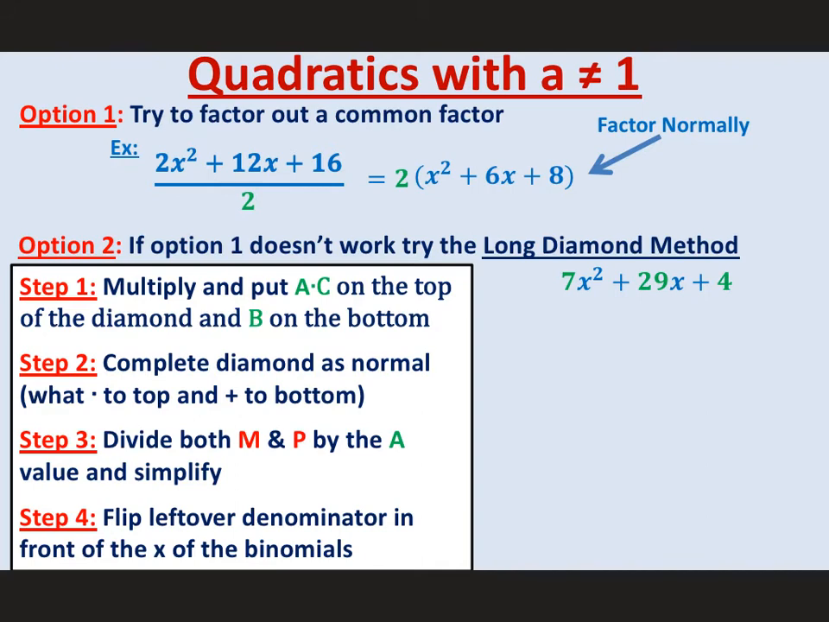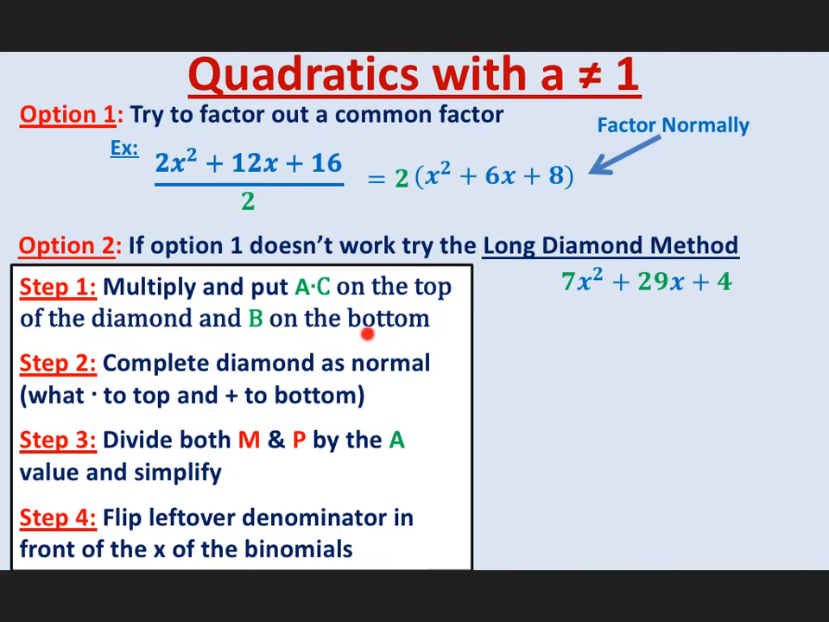However, that doesn't always work. If we look at this example right here, 7, 29, and 4, there is no common factor. There's nothing we can pull out to make the x squared by itself. So instead, we're going to use something called the long diamond problem.